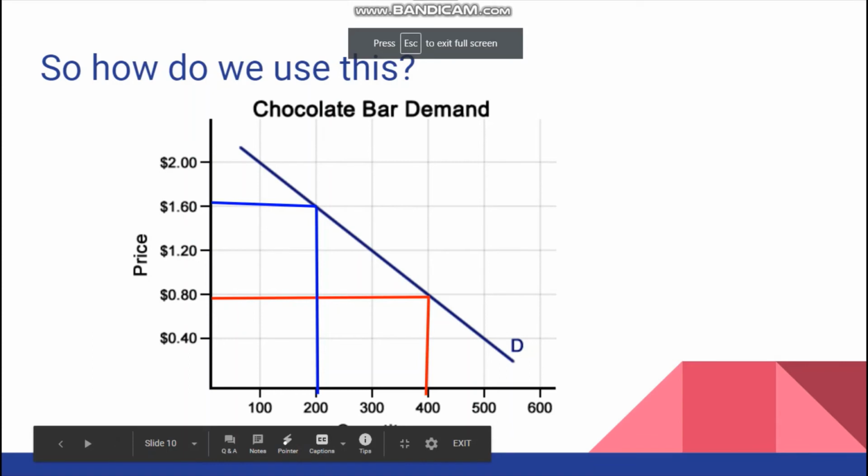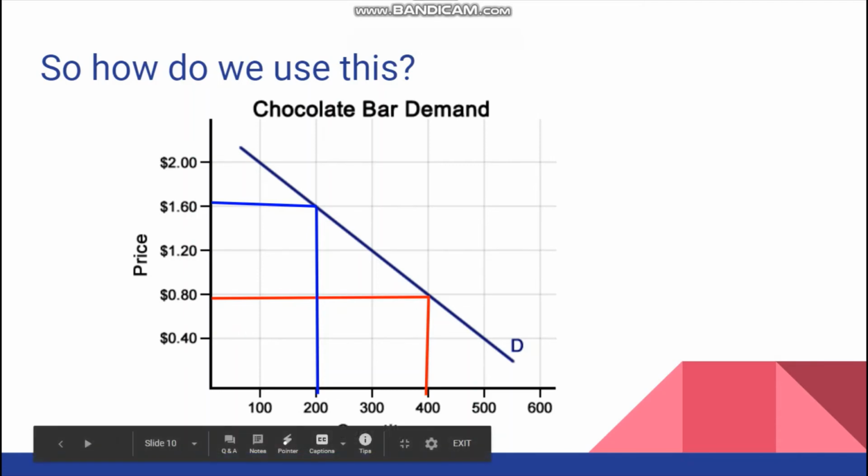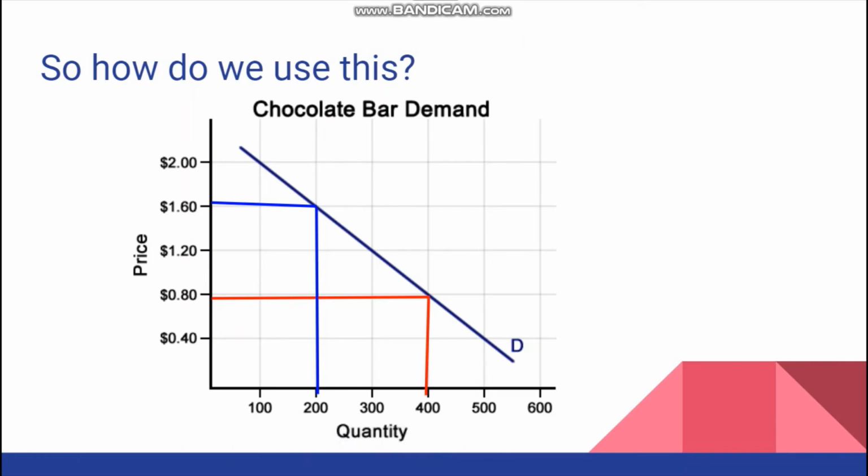So how would we use this? We would look at it and we would say, all right, if I wanted to raise the price from 80 cents to $1.60, what would that mean? Well, that would mean that I would gain 80 cents per unit and I would sell 200 units at that new price. So I would gain this area right here, right? This would be my price effect, right?